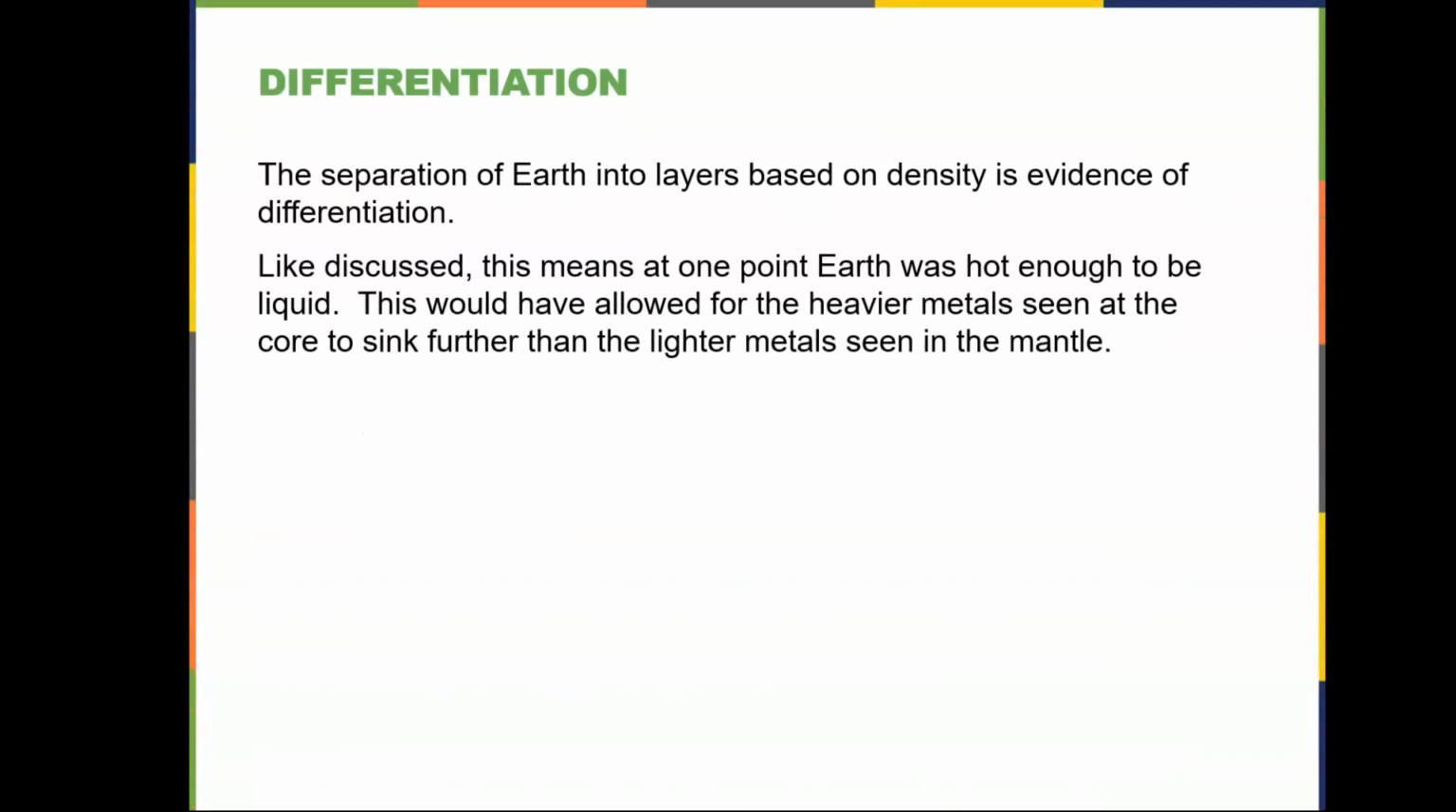This separation into layers like the crust, mantle, and core is evidence of differentiation. At one point, Earth was hot enough that the heavier metals were able to sink to the core and the lighter metals stayed above them.